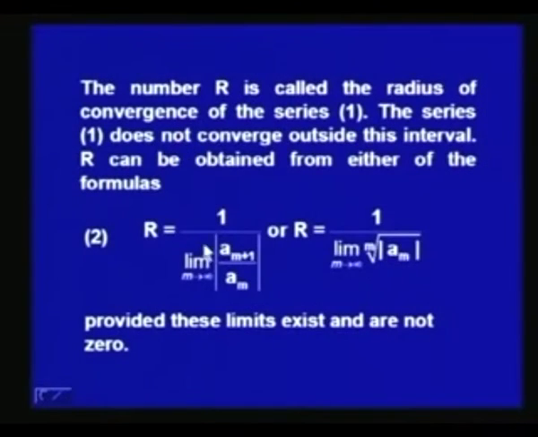Sometimes the series converges for all values of x, that is the value of r comes out to be infinity. So, in such cases the series will converge for all values of x. Sometimes the value of r is finite, then the series will converge in the interval mod of x minus x naught less than r.